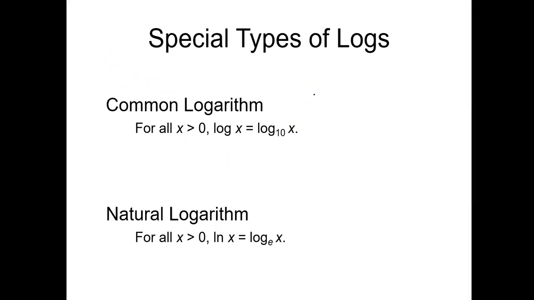Okay, and before we do, just real quickly, some special types of logs. If you just see log of x and you don't see a base, then it's a common logarithm, and the base is understood to be 10. If you see ln of x, that stands for natural log. It's the same thing as log base e of x. Remember that e is an irrational number that you'll see commonly in, like, compounded continuous interest. So just wanted to make you aware of what those two are if you see them.